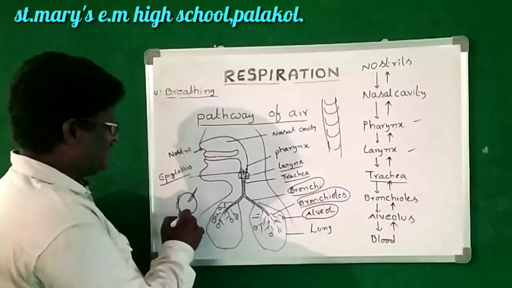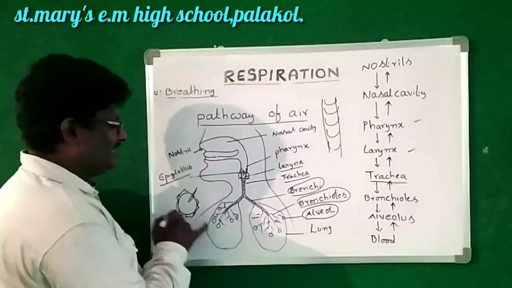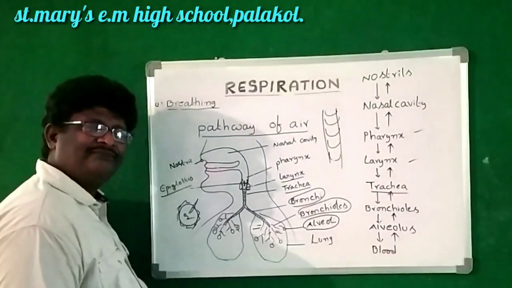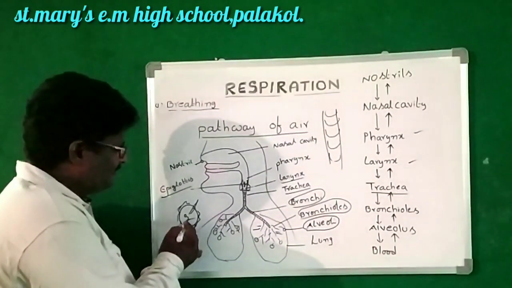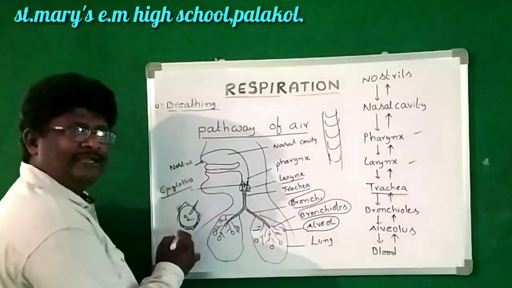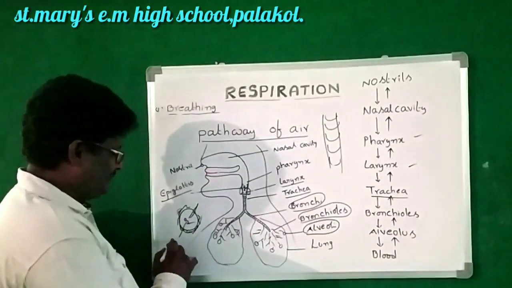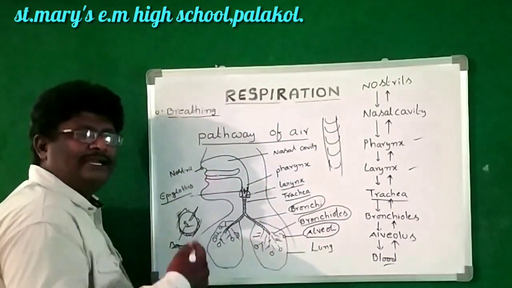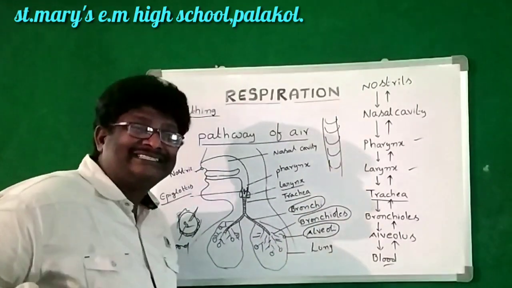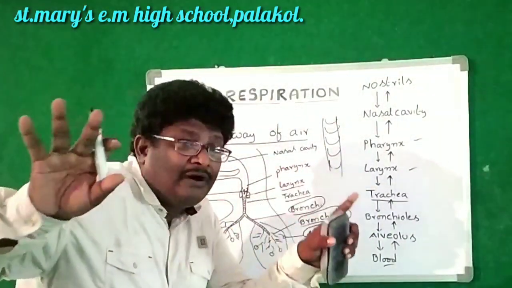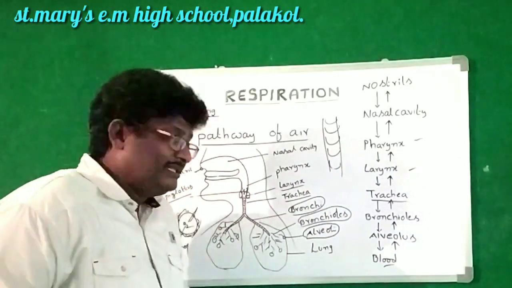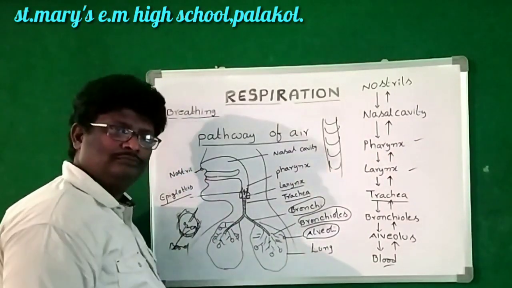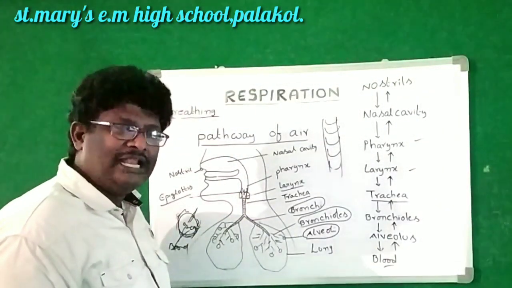Here there are some blood capillaries. When the oxygen reaches the alveoli, with the help of these blood capillaries, the O2 enters the blood. From the blood, which has already collected the CO2 from different body cells, the CO2 is released into the alveoli.